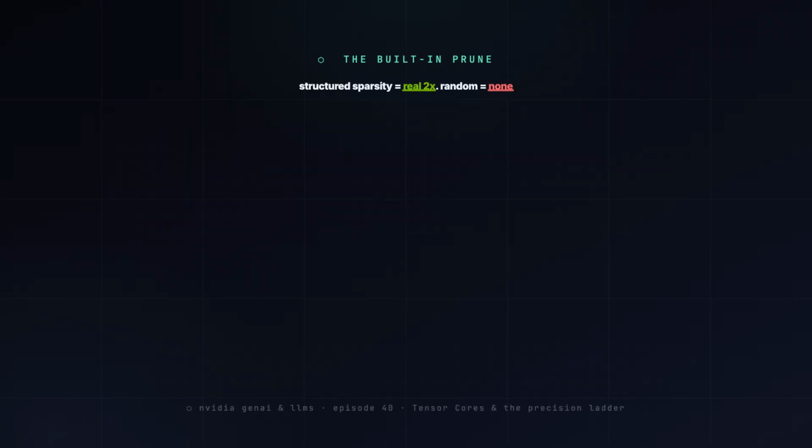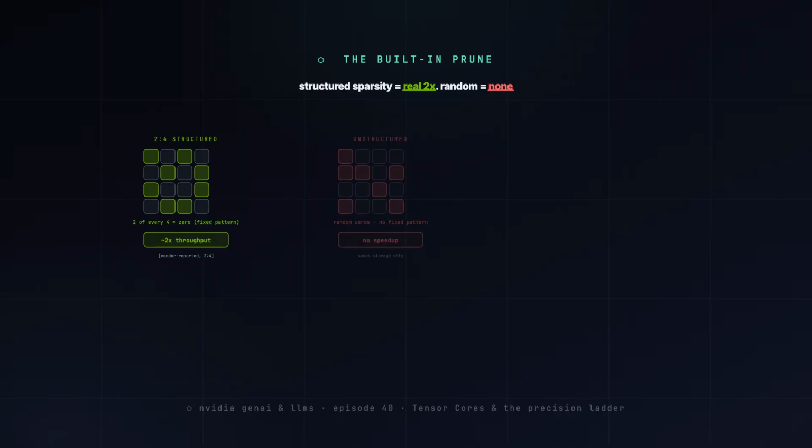And the hardware has a pruning trick built in, 2 to 4 structured sparsity. Force the model so that in every group of 4 weights, 2 are 0. The sparse tensor core then skips those 2 and roughly doubles throughput. The catch is the word structured. Random unstructured sparsity saves storage, but the hardware cannot exploit it. There is no fixed pattern to skip, so you get no speed up. That is why datasheets print 2 numbers, dense and with sparsity. Always read the dense one as the honest one.